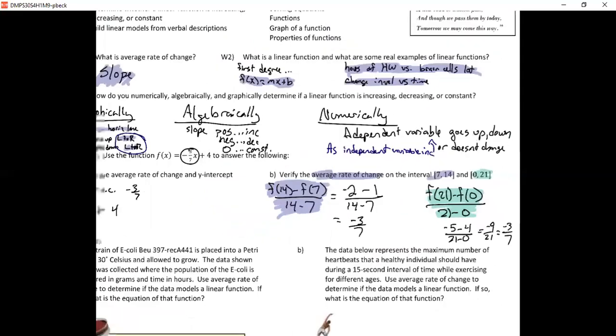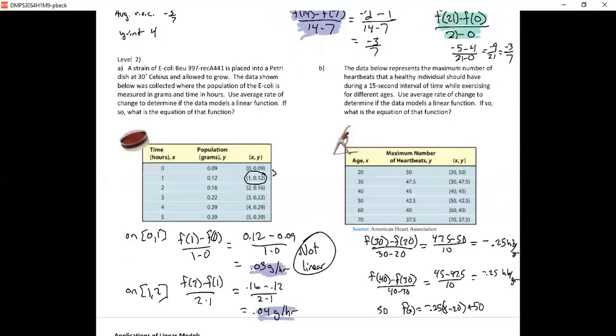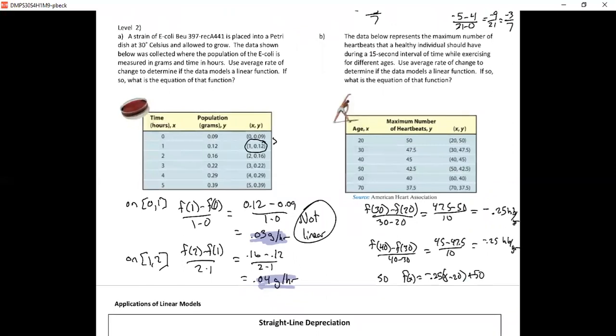So this verifies that, at least for these two intervals, but pretty much every interval that we check, we should have this average rate of change of negative 3/7, because that's what slope is. So I had a couple of problems here where we first started talking about E. coli.